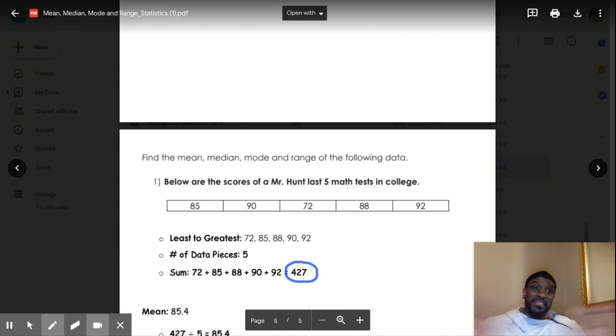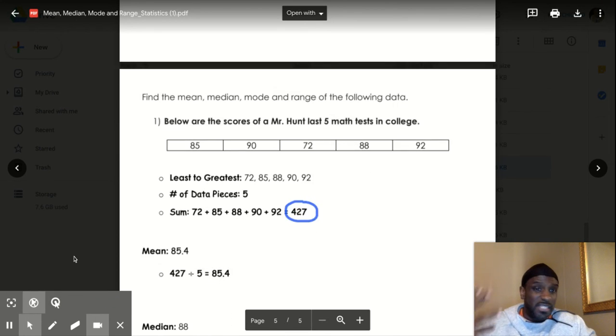I just like to get this stuff out of the way. Put them in order from least to greatest. Write down how many numbers you actually have, and then write down the sum. That way, when you start calculating the other things, it's easy.